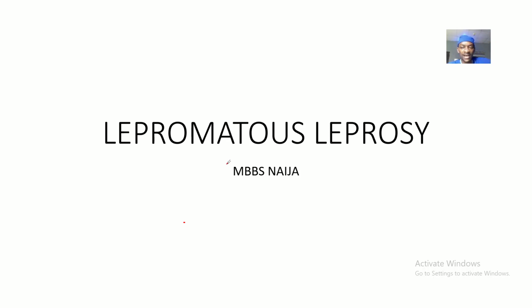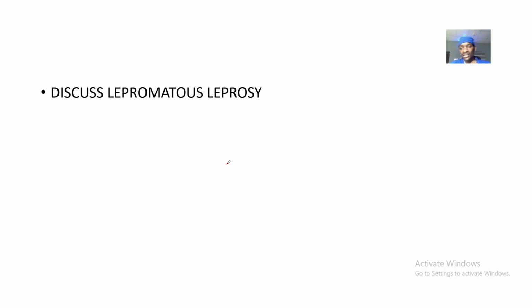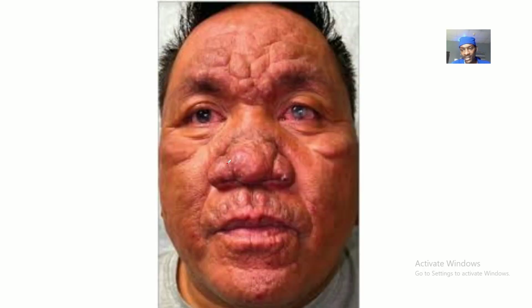Alright, so guys, we'll be having another different type of leprosy today, and this is what they call the LL. Some people abbreviate it as LL, but the full name is what? Lepromatous leprosy. So we'll be discussing lepromatous leprosy today, and you will get to know everything you need to know about it.